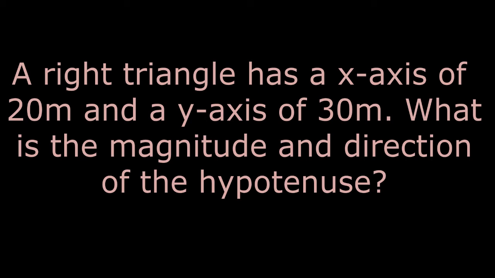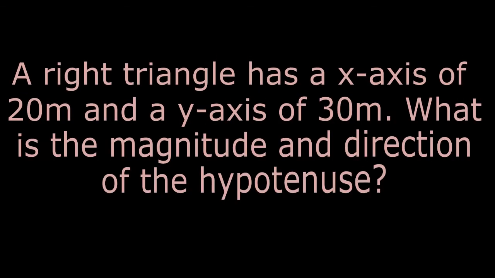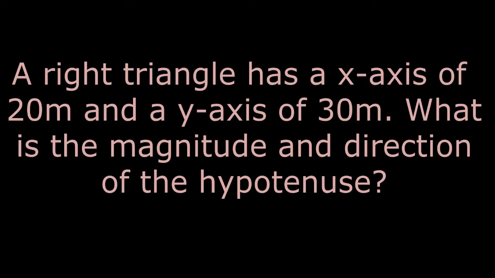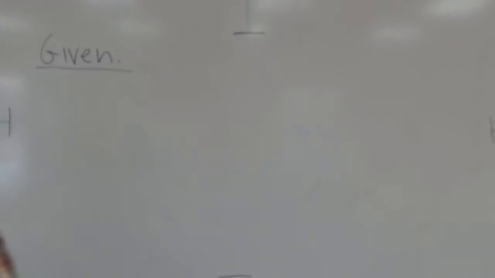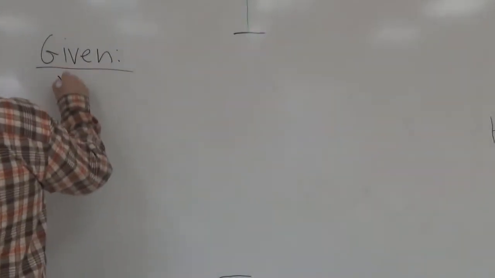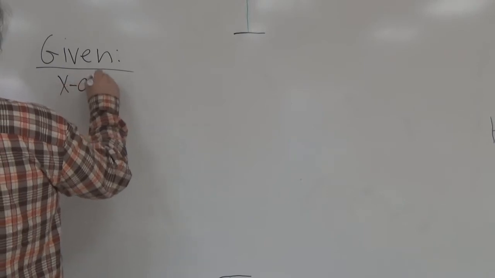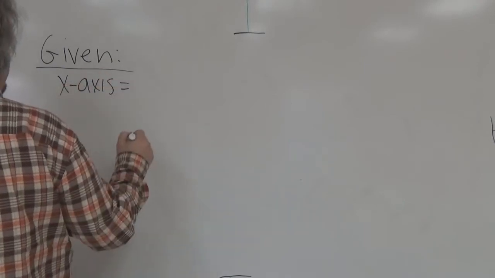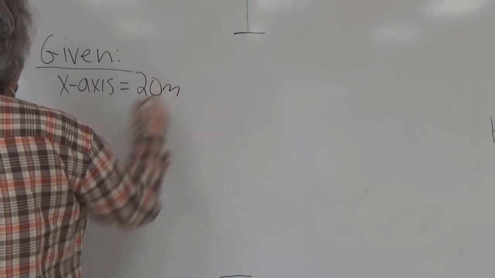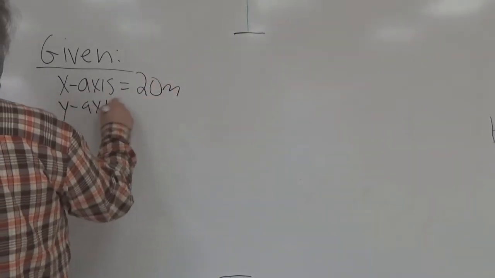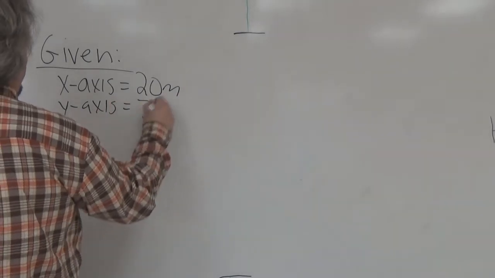Let's get started by writing down the givens. So what are we given? The given here is the x-axis, which is 20 meters, and the y-axis, which is 30 meters.